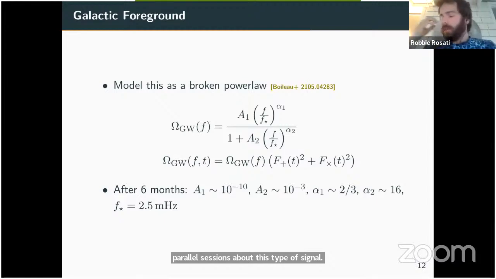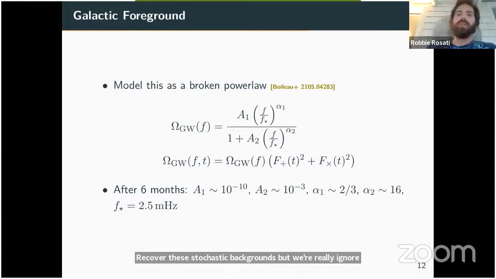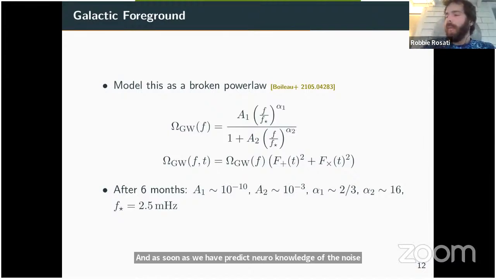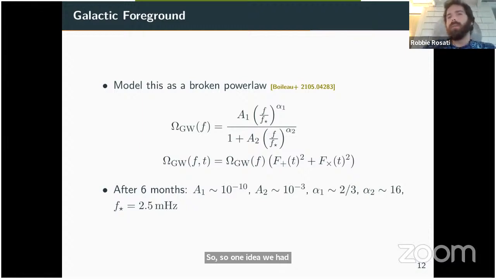Okay, so at least in principle, we can inject and recover these stochastic backgrounds, but that really ignores all the other things going on in the LISA band, of which there are quite a lot. And it assumes we have perfect knowledge of the noise model and everything like that. So one idea we had is we could definitely take into account the galactic binaries if we could model them as a stochastic signal and then chunk that signal in time.